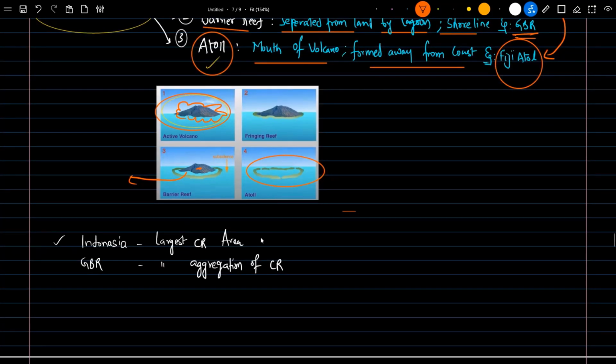Indonesia has the largest coral reef area. This is one important fact, and the next important fact is the largest aggregation of coral reef is present in the Great Barrier Reef, a popular tourist destination in Queensland, Australia.